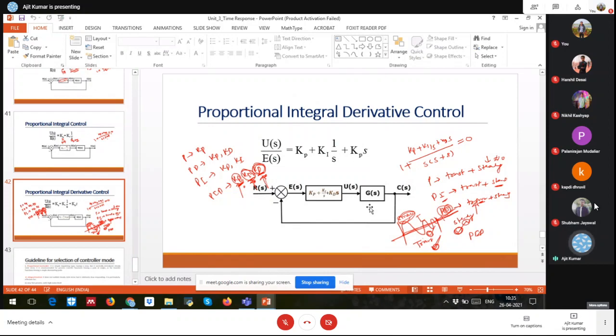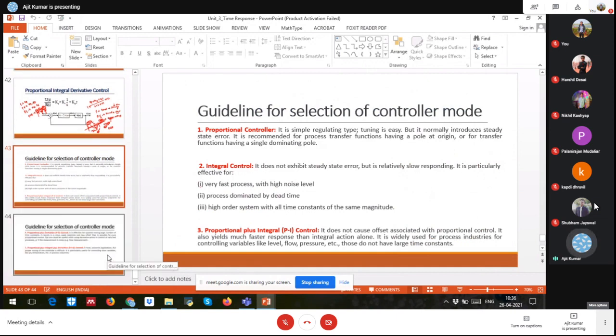So we have to strategically choose the control structure, and once we know the objective of the process, then accordingly we can choose the values of Kp, Ki, Kd. These are also known as tuning parameters. So guidelines for selection of controller mode, just to sum it up. So for the proportional controller, it is a simple regulating type. Tuning is easy because you have only one parameter to tune, Kp, but it normally introduces steady state error.